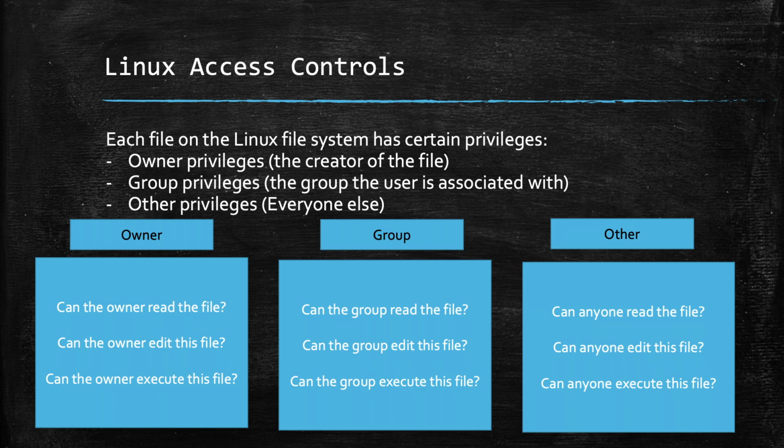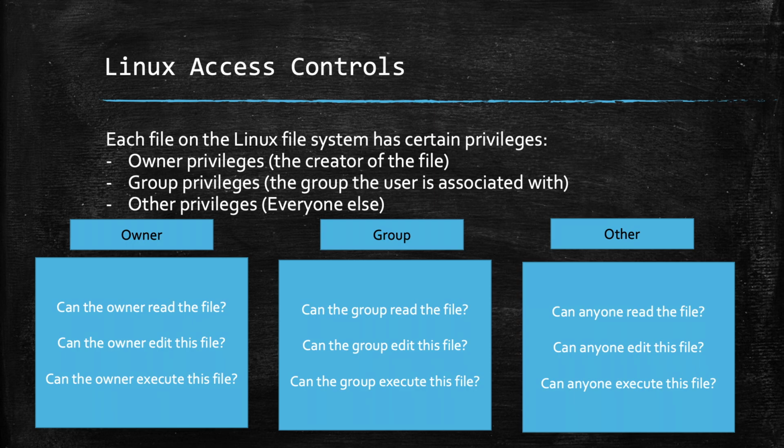If you take a look at this slide here, we've got owner. There are three main permissions for each of these entities. The owner will ask, can the owner read the file? Can the owner edit this file? And can the owner execute this file? Same thing for the group. Can members of the group read the file, edit, or execute? And can others read the file, edit the file, and execute the file?